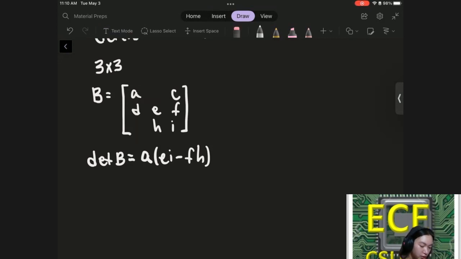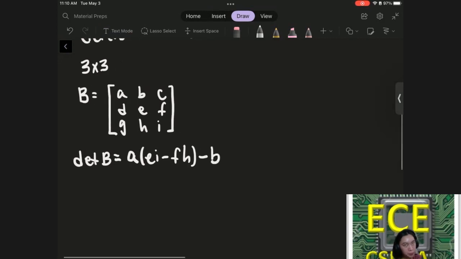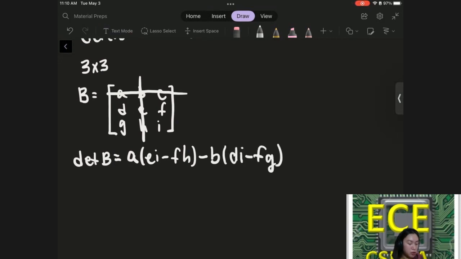You do that again for B, but this time it's minus B. You're covering this row and this column, and you're taking the determinant of this leftover 2 by 2 matrix, which is DI minus FG.